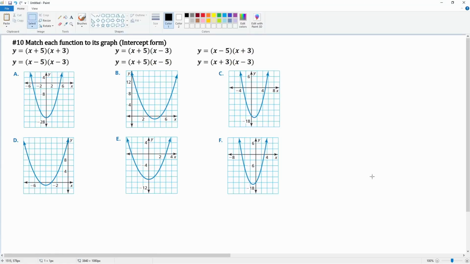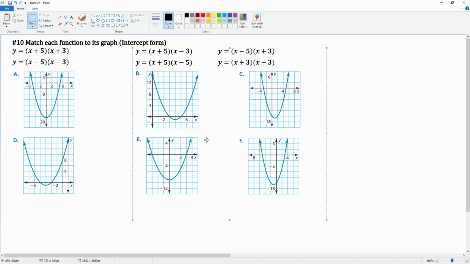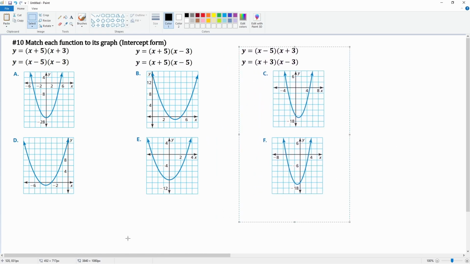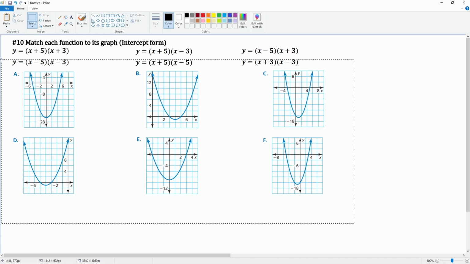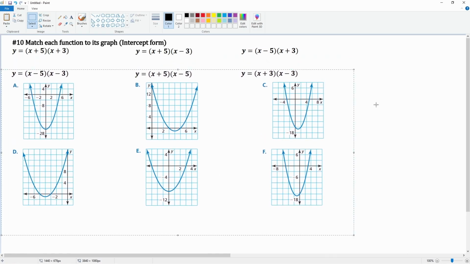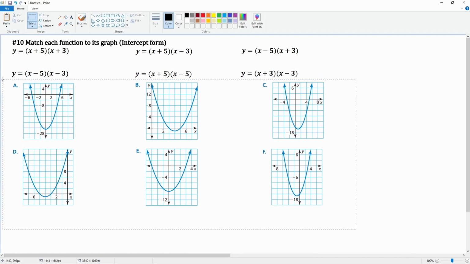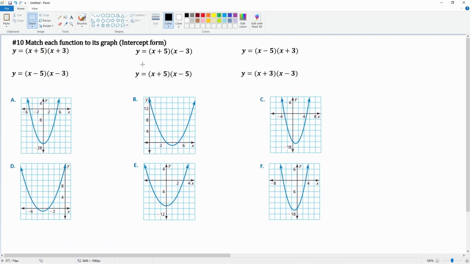Number 10 says to match each function to the graph in intercept form. These all look like they are in intercept form. So what we can do is look at the solutions. We want to find the solutions first, and then from the solutions, we can get the x-intercepts. So let's do the first one.